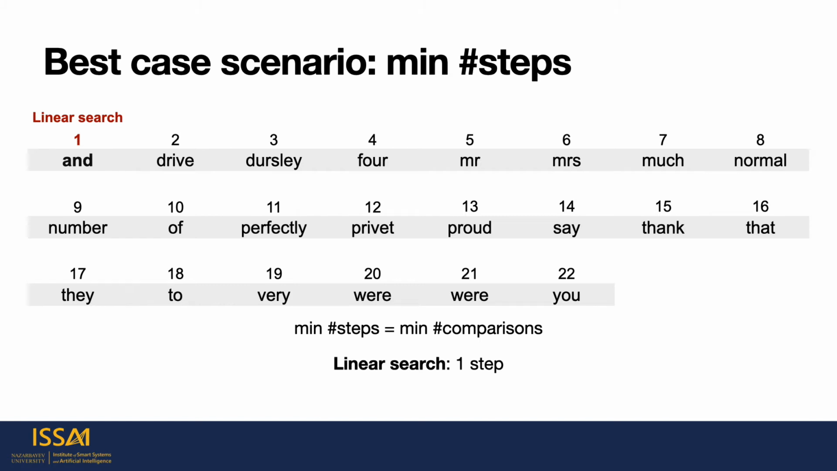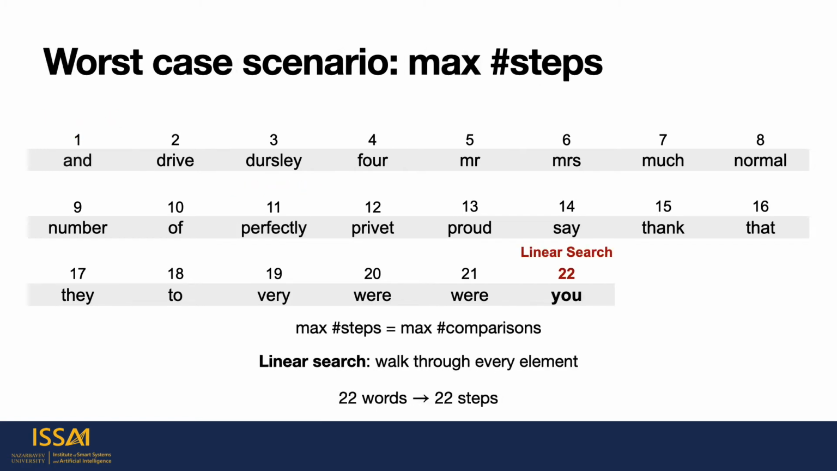In the best case, we have the minimum possible number of steps. For linear search, it would be only one step, where the target is the very first word in the sequence. For binary search, it also takes only one step, but the target should be located in the middle. In contrast, the worst case scenario takes the worst possible or the maximum number of steps. For linear search, it is the size of the sequence, as we have to walk through every single element. The target word would be in the very end, 22nd in this case.